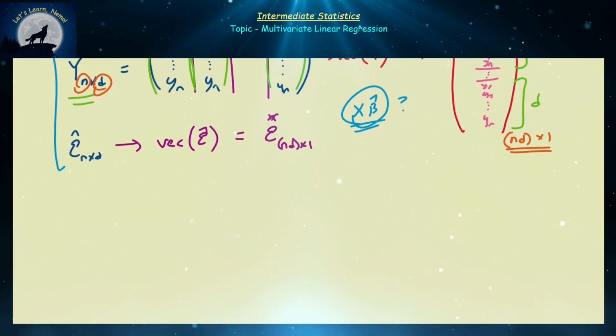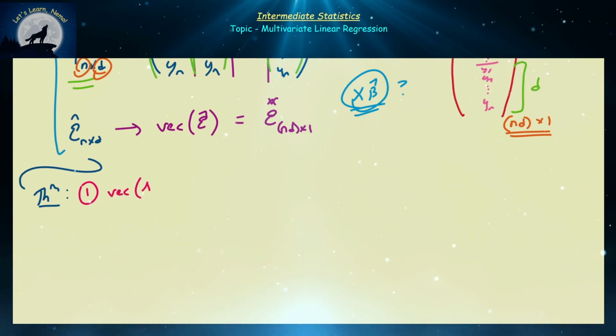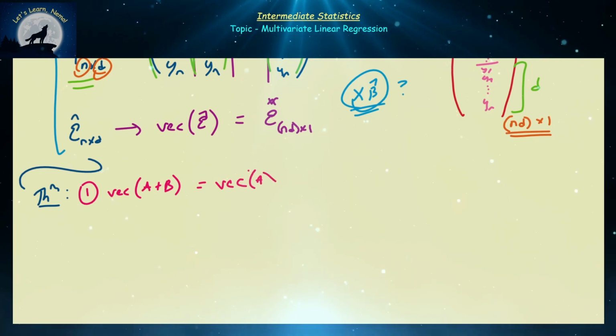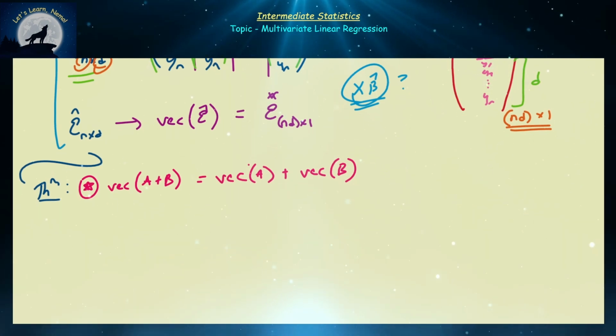A couple of very important things associated with the vectorization that I want to mention here. A couple of theorems that you should be able to prove on your own if you have a strong linear algebra background is that the vectorization of A plus B will be equal to the vectorization of A plus the vectorization of B. So that's the very first theorem that you definitely should know.